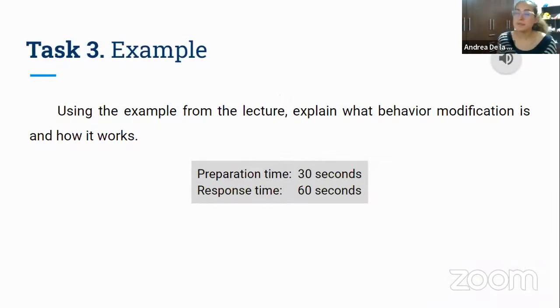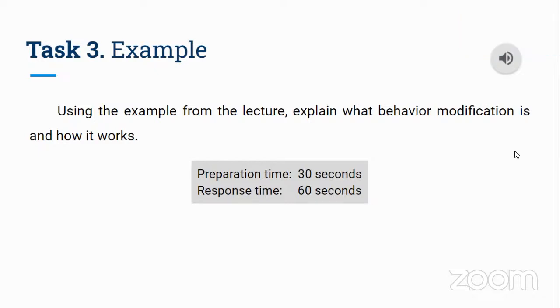Okay, the question is very simple. Could somebody please read the question I have on my screen? Using the example from the lecture, explain what behavior modification is and how it works. Okay, thank you so much. So that is the question.